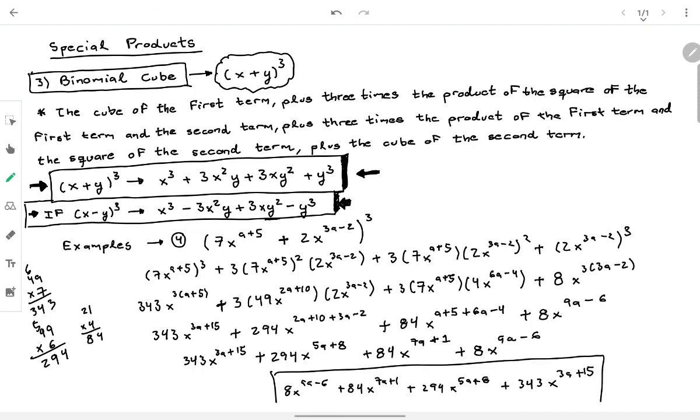So as we saw, every exercise is the same. We will need to apply the rule, and if needed, we will need to order it at the end. So now you can do the specific task of binomial cube.